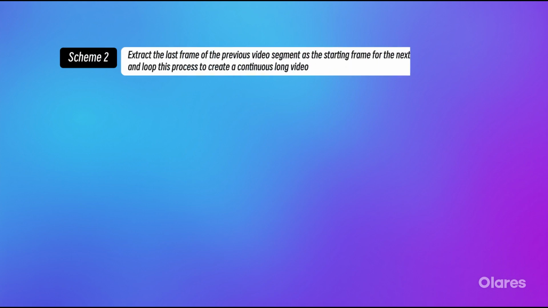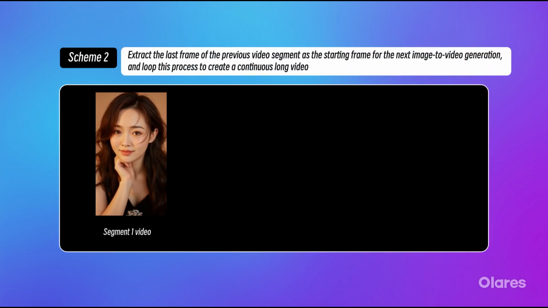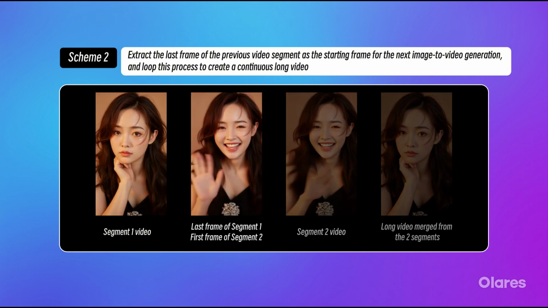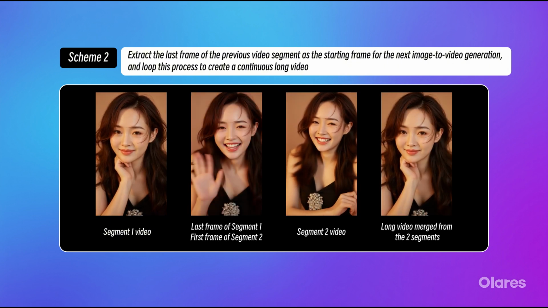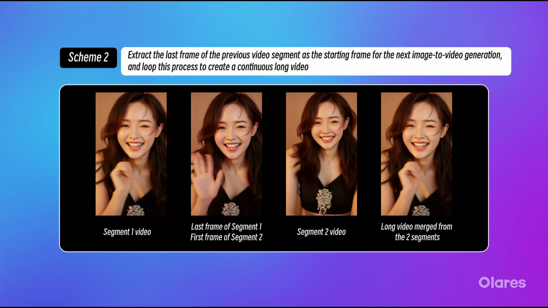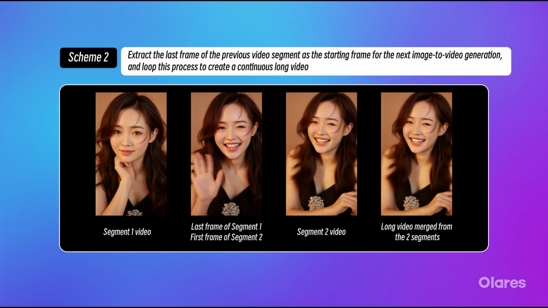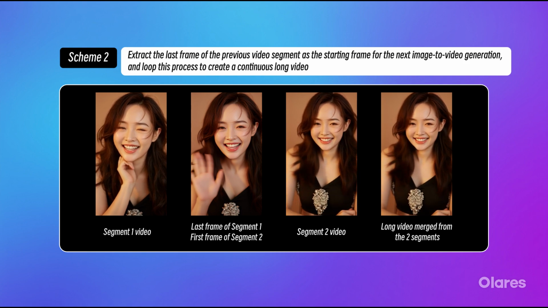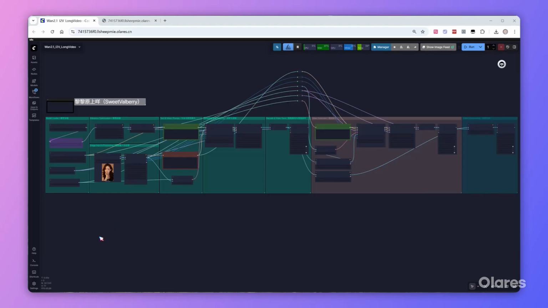The second approach emphasizes continuity. Extract the tail frame from the first short video and use it as the starting frame of the next image-to-video segment. Repeat this process, and finally merge all the segments to obtain a long, continuous video. Next, I will demonstrate the latter process using Wan 2.1.